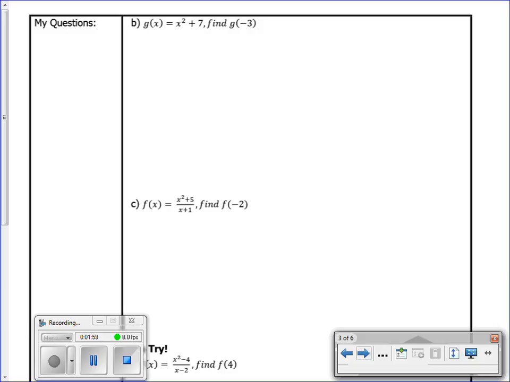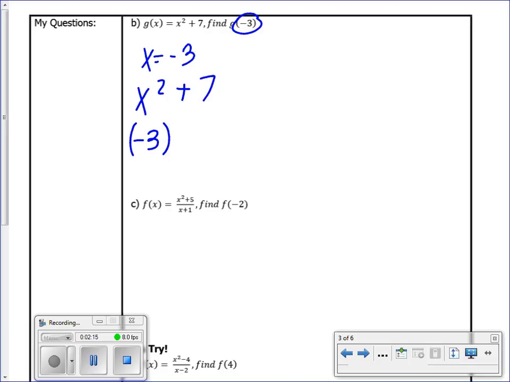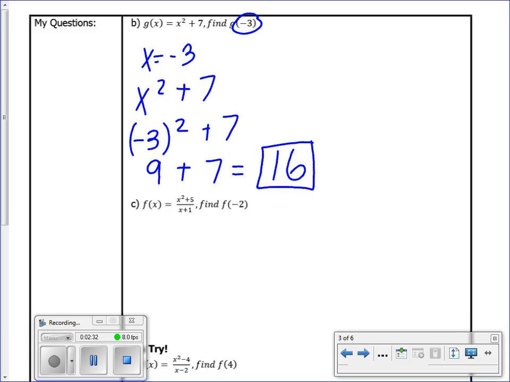Example 2b, we have g of x equals x squared plus 7, find g of -3. We're going to circle what's in our parentheses, so that's saying x equals -3. We're going to take our function, x squared plus 7, and instead of the x, we are inserting -3. So (-3) squared plus 7. Remember, anytime you are squaring a negative number, you must put it in parentheses. (-3) squared is 9. 9 plus 7 is 16. So your answer is 16. As an ordered pair, we would say -3 is your x and 16 is your y.